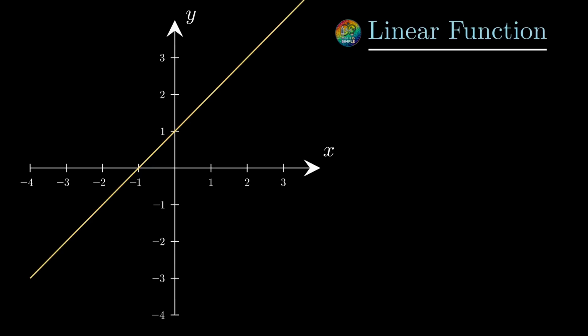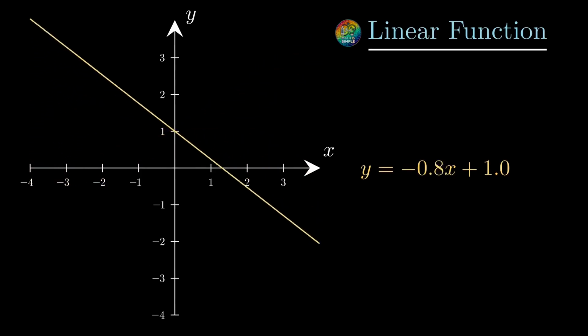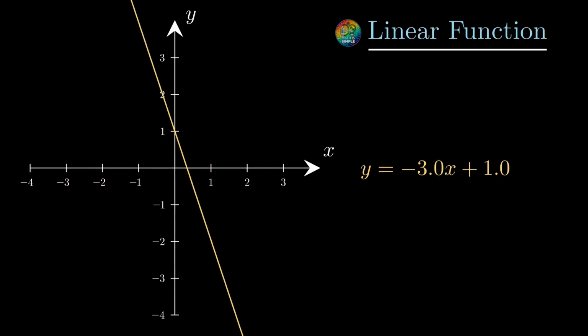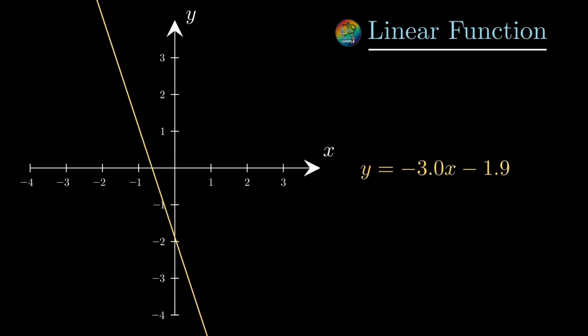Let's look at the yellow line and its equation on the right. Watch what happens as we change the values of a and b. First, as a shifts from 1 to minus 3, the line flips upside down. Next, keeping a constant at minus 3, watch b drop from 1 to minus 2. The line slides perfectly parallel downward, crossing the vertical axis at minus 2.